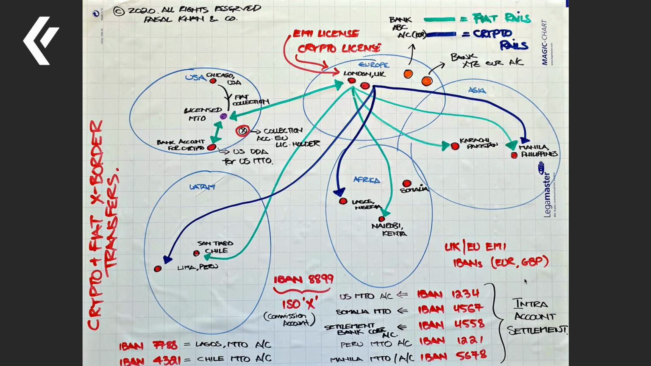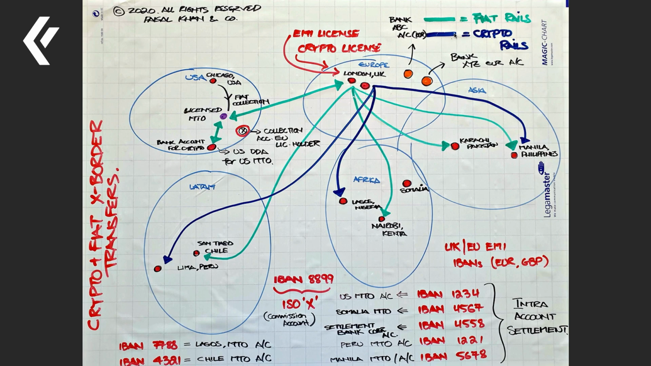And the most beautiful thing is that because all these entities are holding accounts in the same pseudo bank, so to speak, the settlement is intra-account settlement. That means the US MTO can pay the Somalian MTO, can pay the Peruvian MTO instantly. It is instantly settled because all the accounts are in the same bank. So this is something important to understand.